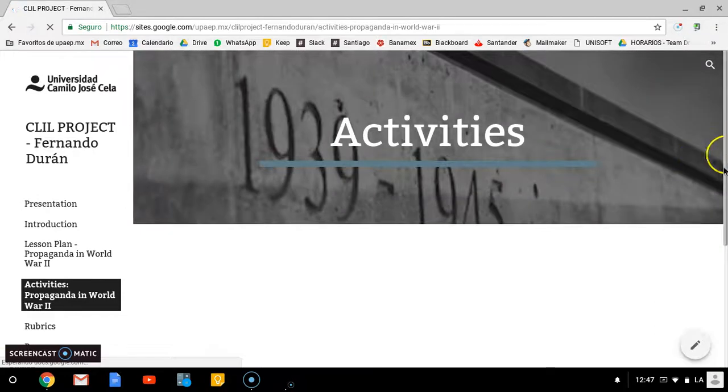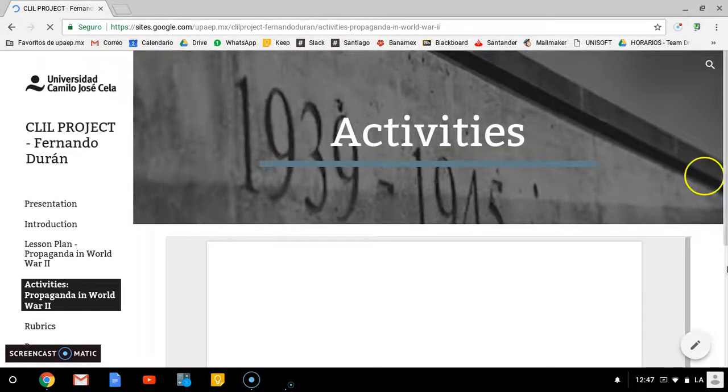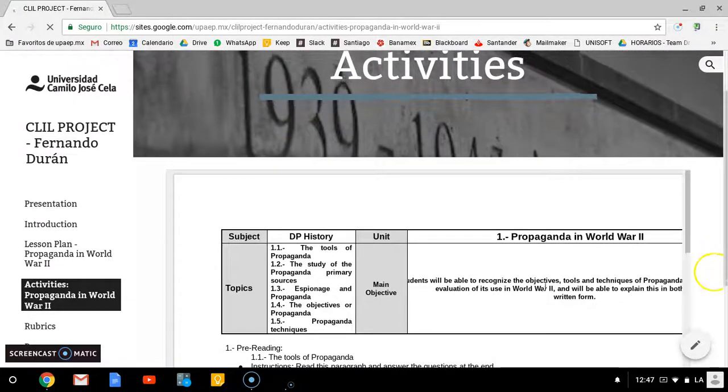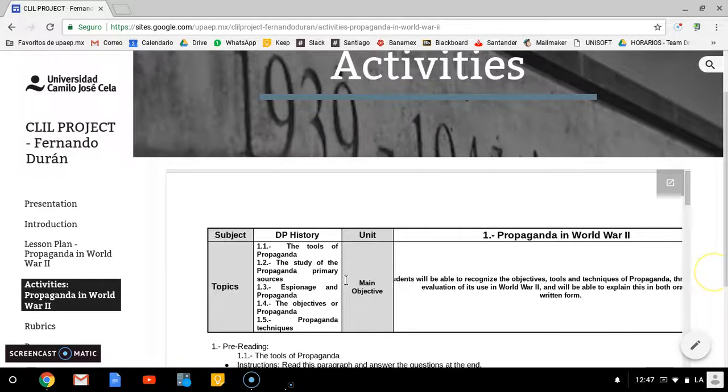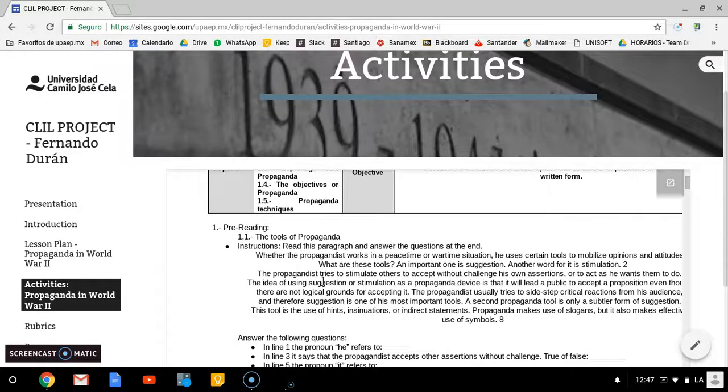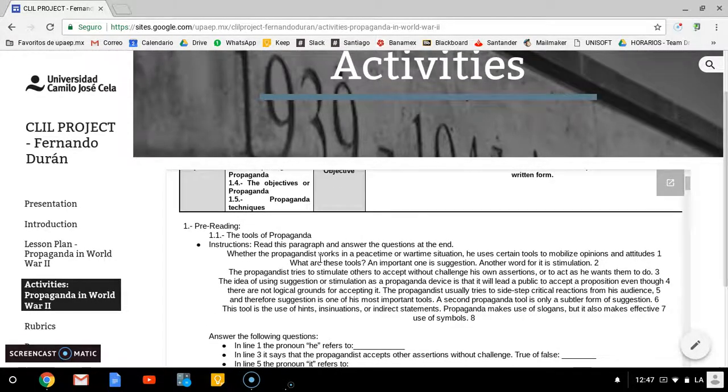I try to scaffold the activities, giving more input and more support to the students at the very beginning, because even though they are B2 students, they are still learning and acquiring the language. So it was important to begin with a pre-reading. In the pre-reading, the topic is the tools of propaganda, and as you can see, it's a really brief paragraph, and at the end of each line, you can find a number.